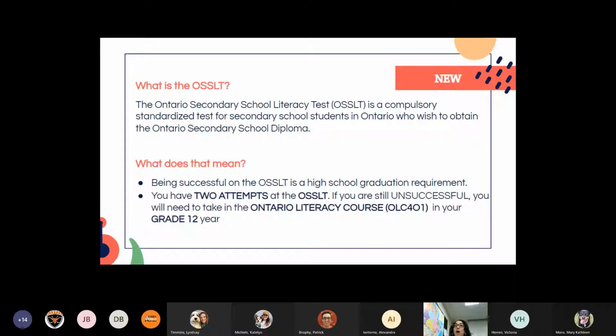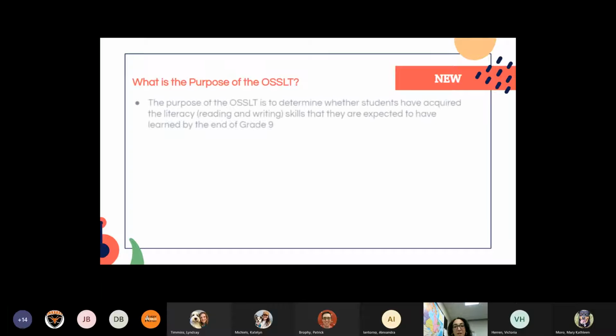You have two opportunities to be successful at the test. Your first one is going to happen in about 3 weeks' time on April 28th. If you were unsuccessful on this first attempt, you will repeat again in your grade 11 year. So next year, you would try the test with next year's grade 10s. And if you are unsuccessful, then all that means is that you will enroll in the grade 12 literacy course, and this course will then replace the test and provide you with that diploma requirement. The purpose of the test is to determine whether or not students have acquired the necessary reading and writing skills that they are expected to have learned by the end of grade 9.